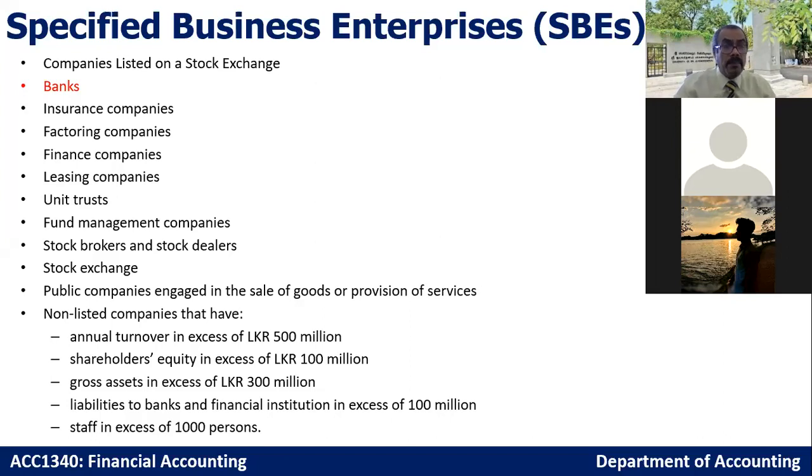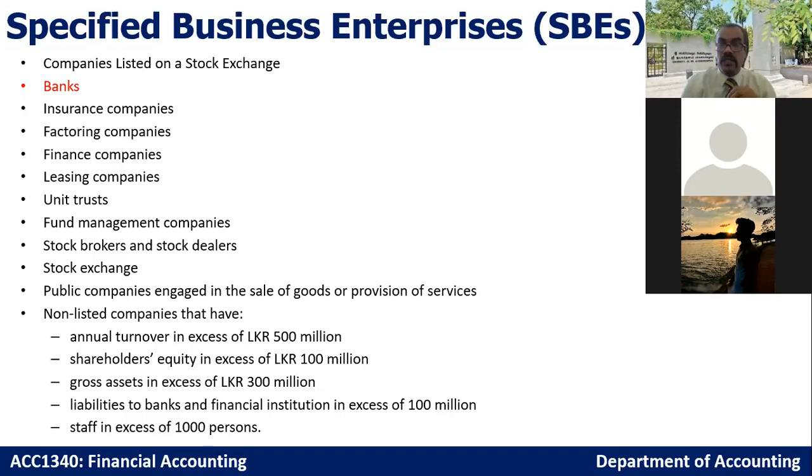Some public companies engage in the sale of goods or provision of services. Here, public companies do not refer to public listed companies. This word is misused. John Keells is a public listed company, but the Ceylon Electricity Board is a public company owned by the state. It produces electricity and sells it, so it becomes a public company, and the Electricity Board therefore has to prepare statements accordingly.